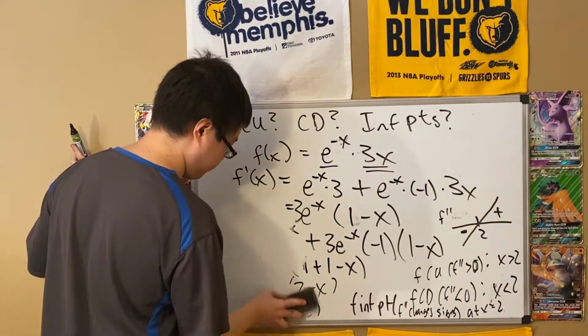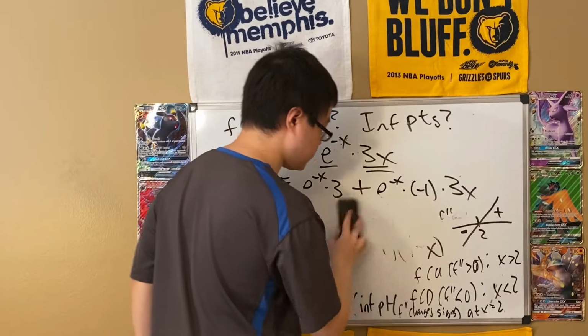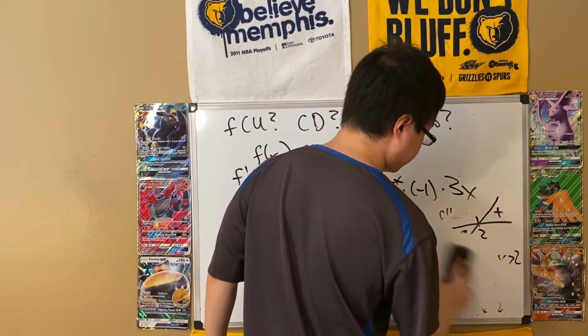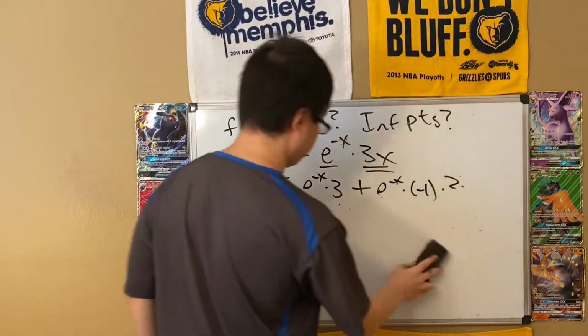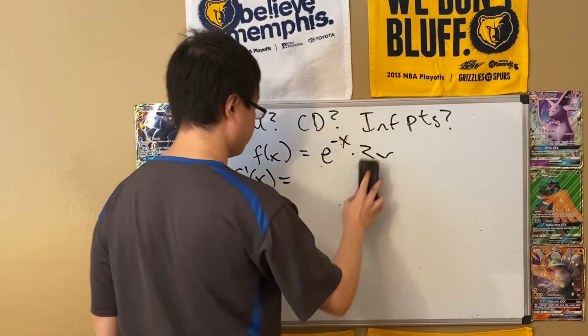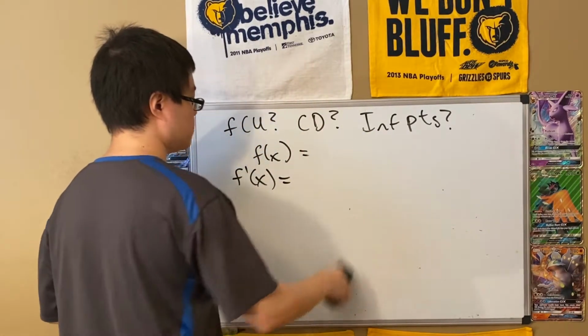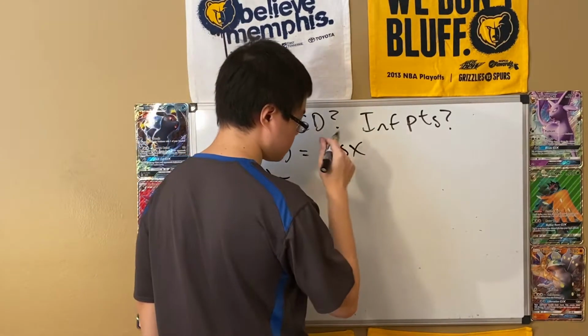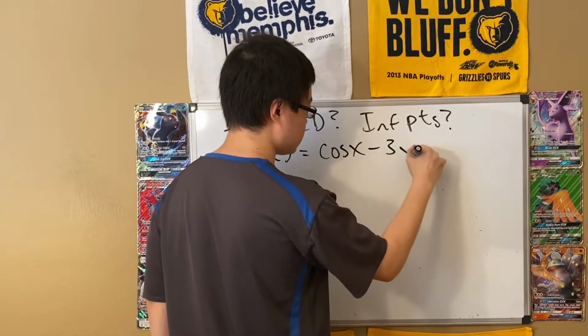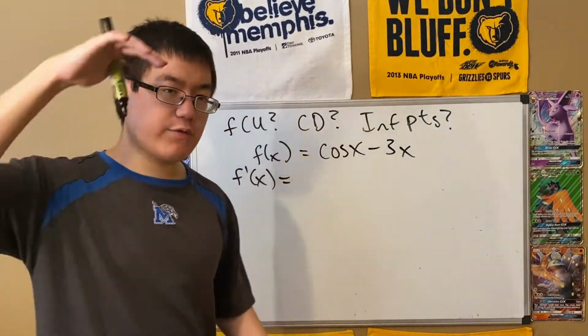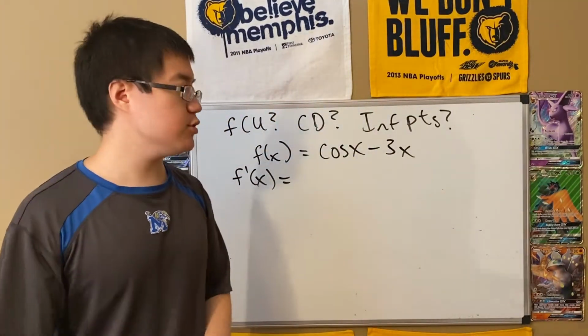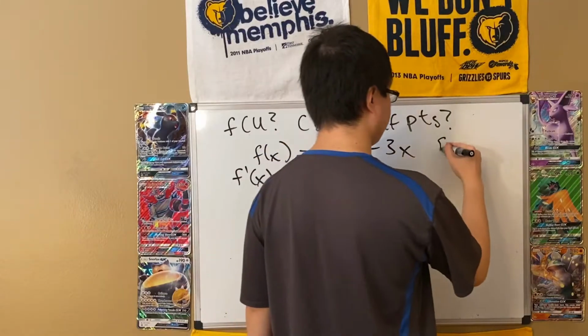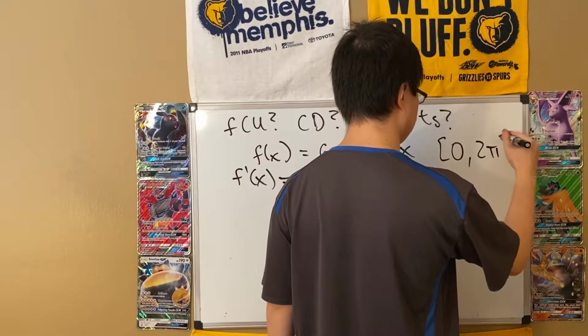So I'm going to erase this now. Erase, erase, erase. So these questions are a little bit involved because you have to take two derivatives, but they are the same thing over and over and over again, so I'm not going to complain too much. So my next question is going to be cosine x minus 3x. And remember that because trig repeats over and over and over again, there's usually an interval. So let's have the interval being 0 to 2 pi this time.